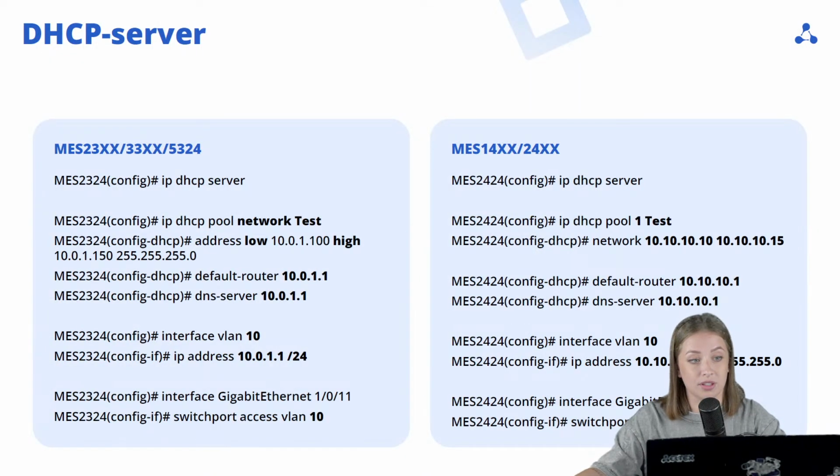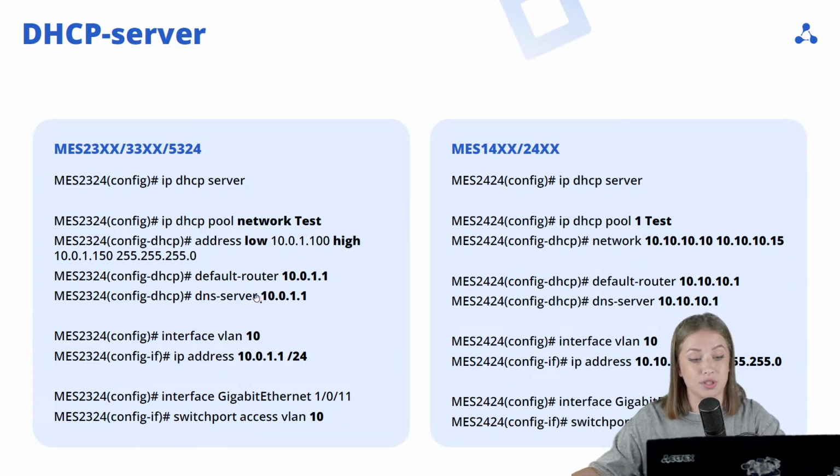Let's talk about the configuration of the DHCP server. Its configuration is identical on both devices. So in global configuration mode, first of all, we should enable the IP DHCP server. Then we should create the pool and define the pool itself. As you can see, we can define it with low and high options, and also by just specifying the subnet with the mask. Then we define the default router address and DNS server address if needed.